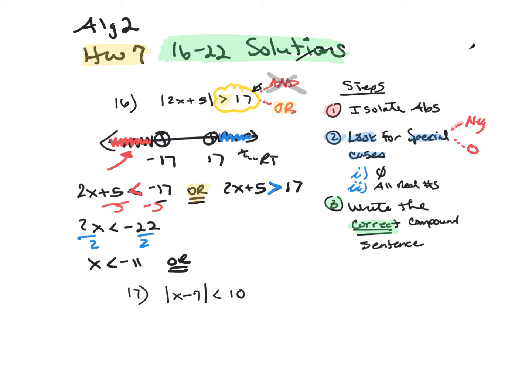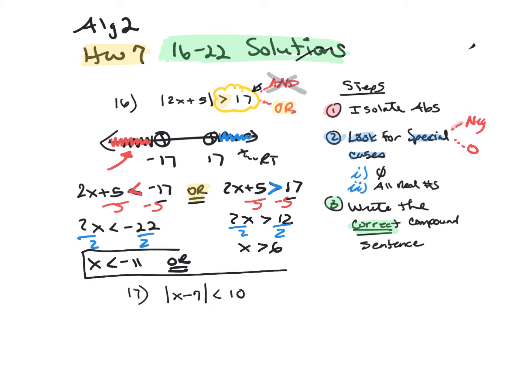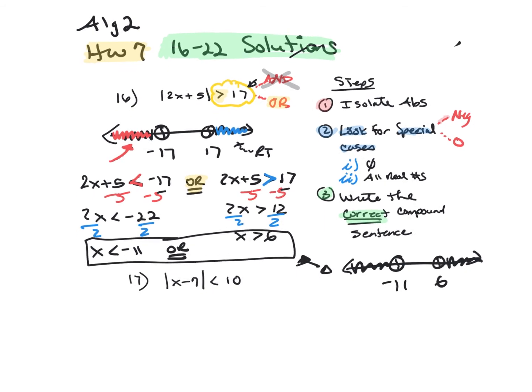And then when you solve the other one, we're going to subtract 5 and divide by 2. That gives us x is greater than 6. So this is what you should box off as your final answer. And then you should graph that. You should always graph your inequalities. All the numbers that are less than negative 11 are here, or all the numbers that are greater than 6 are here. So that's your graphing answer and your final answer. Make sure you box off your final answer.